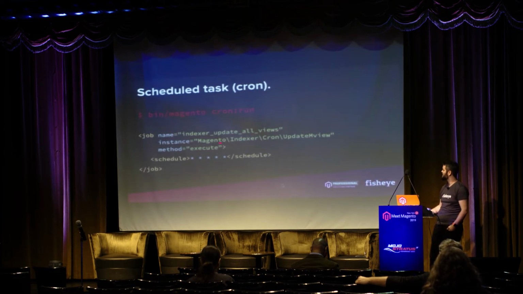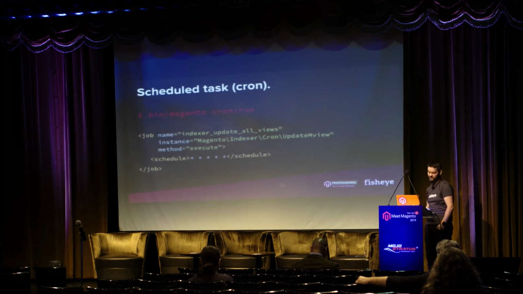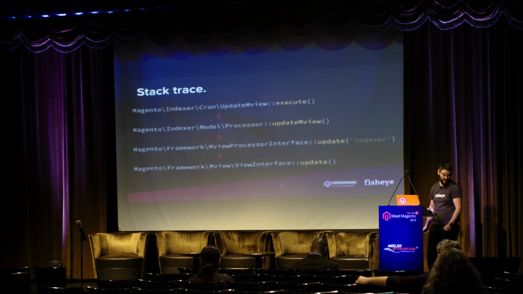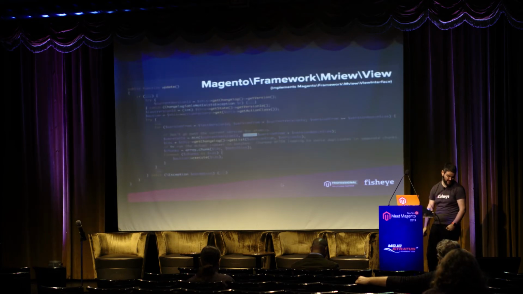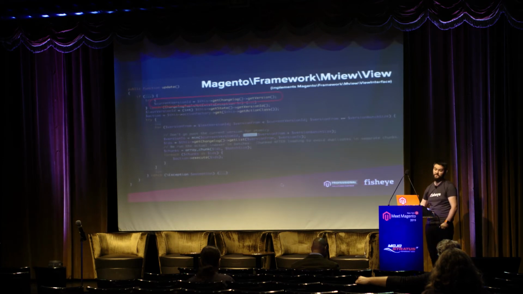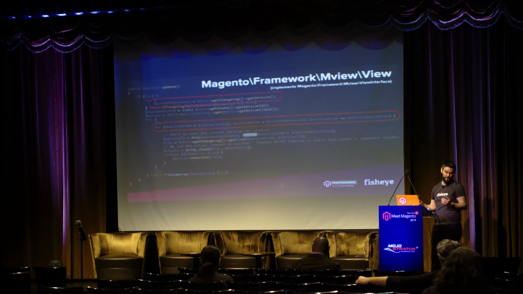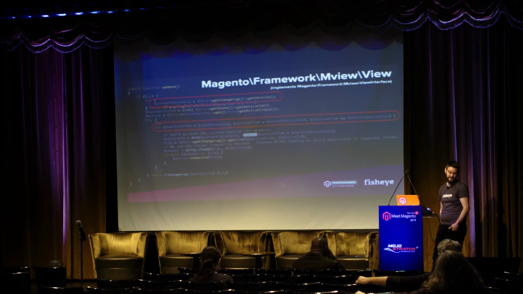This is in the indexer module for MView. This is just the cron task that gets run every minute, which runs a load of code. And then we get here. When we run the cron, basically, we're getting the version IDs from the changelog tables. Magento's then checking which ones are out of sync and putting them into batches. And then it runs this action execute.